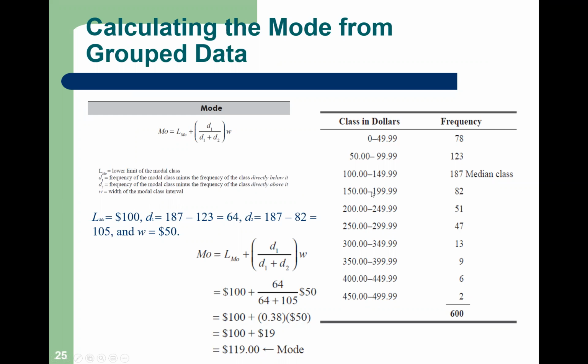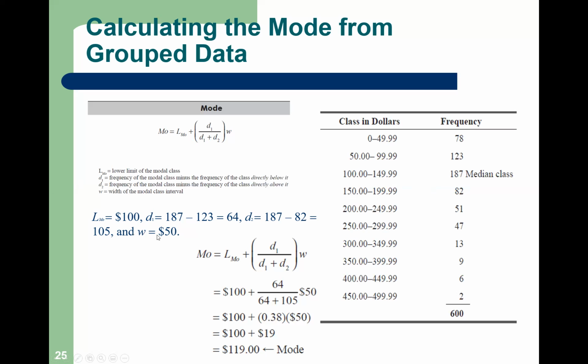D1 is the frequency of the modal class minus the frequency of the class below it. The next class, the fourth class, has a frequency of 82. So 187 minus 82 would be 105. D2 is the second class: 187 minus 123 would be 64. So D1 is 105 and D2 is 64.